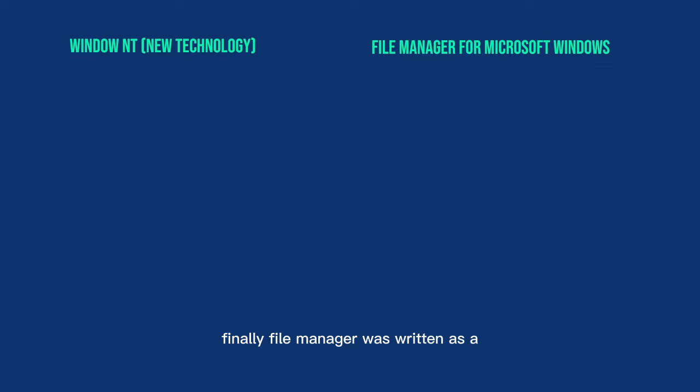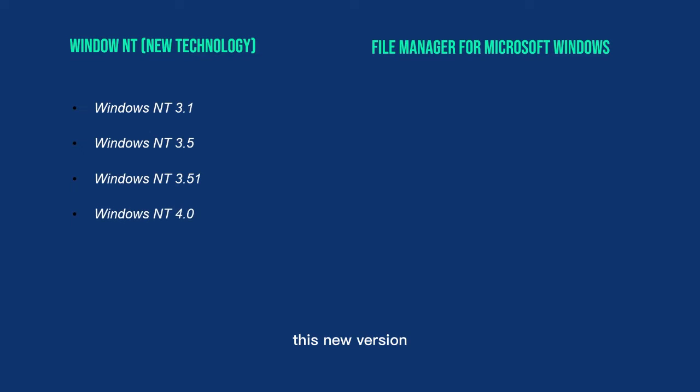File Manager was written as a 32-bit program for Windows NT, known as New Technology. This new version correctly handled long file names in addition to the file system. It was included with Windows New Technology: Windows NT 3.1, 3.5, 3.51, and 4.0.